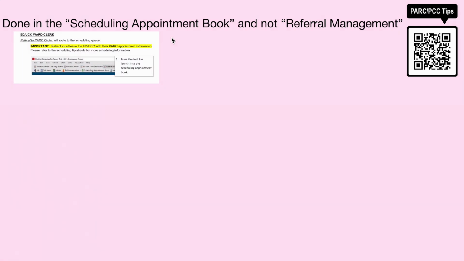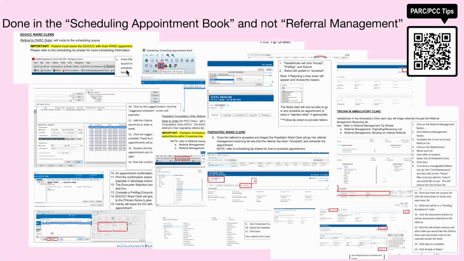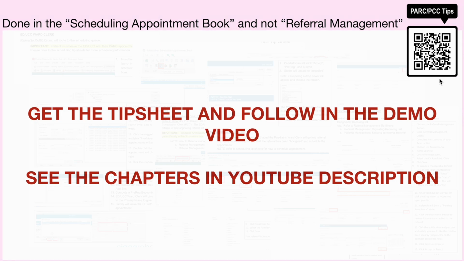First, the clerk is not going to go to referral management, but is going to open the scheduling book. So clerks are going to open the scheduling appointment book to schedule PARC. And then this, and this. I know, it's a lot. So the best way to do this is to download the tip sheet, jump to the video demo where Leslie demonstrates how you do this, and follow her steps in the video while you're going through the tip sheet. That is the best way for you to learn how to do this.